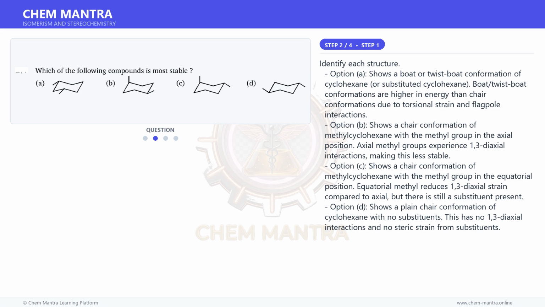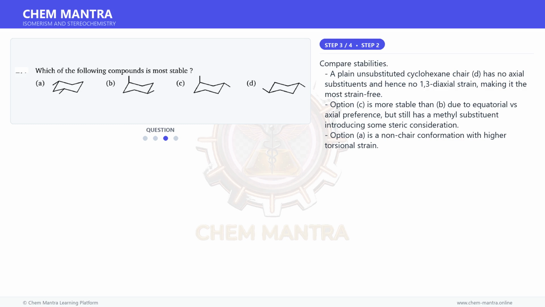Option C shows a chair conformation of methylcyclohexane with the methyl group in the equatorial position. Equatorial methyl reduces 1,3 diaxial strain compared to axial, but there is still a substituent present. Option D shows a plain chair conformation of cyclohexane with no substituents. This has no 1,3 diaxial interactions and no steric strain from substituents. Moving on to the next step.